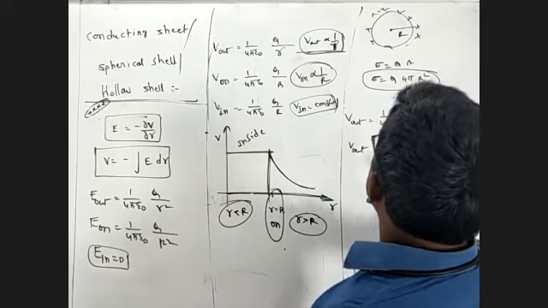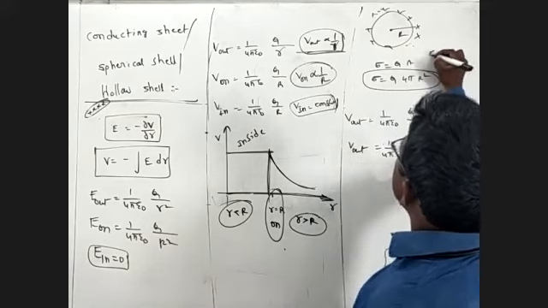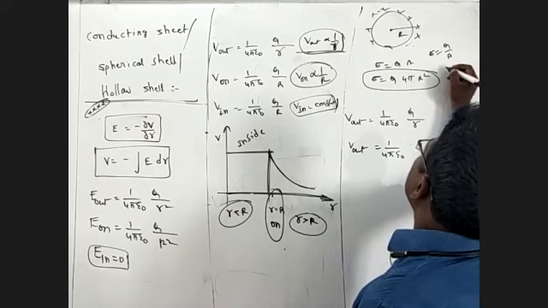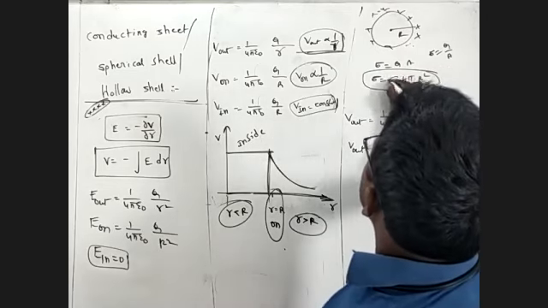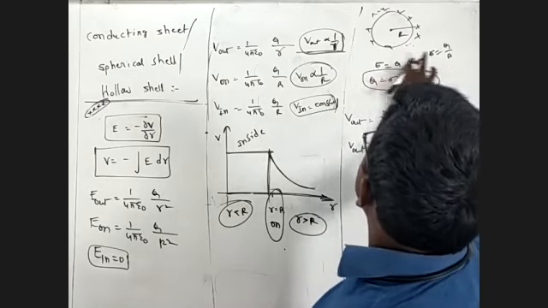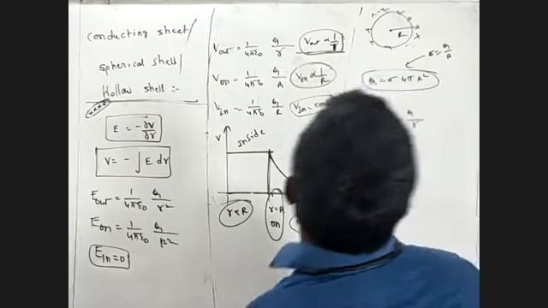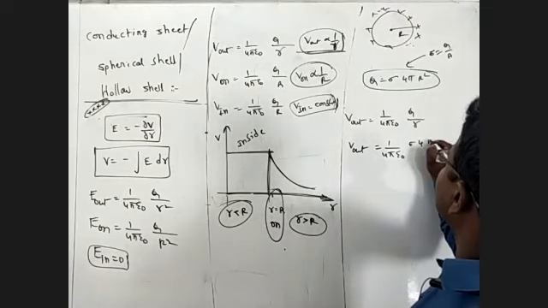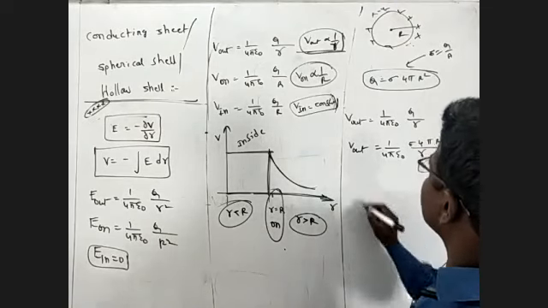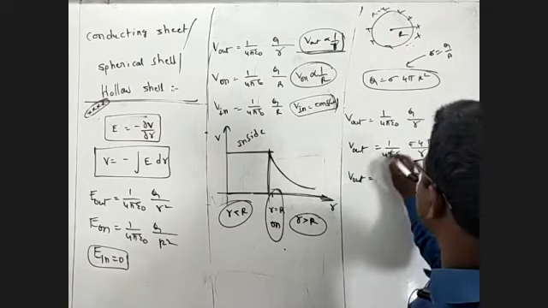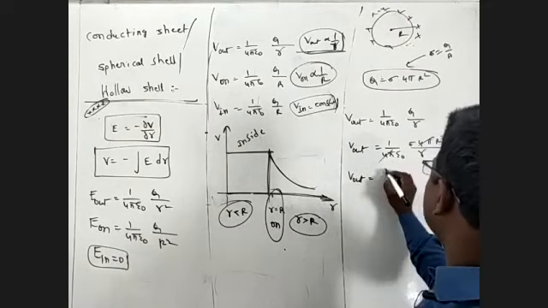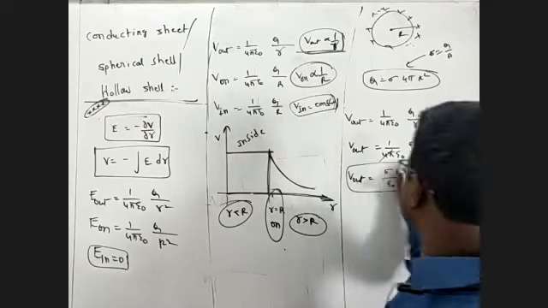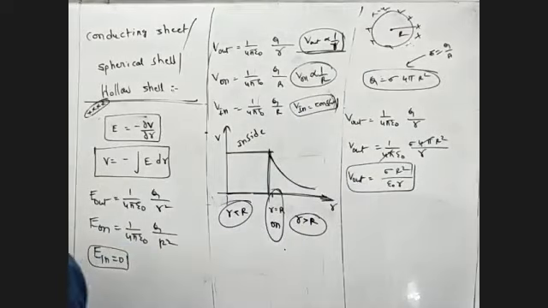Q means what? Sigma is equal to Q by A, so Q is sigma times A. Q means sigma times 4 pi capital R squared. So small V out is equal to 1 by 4 pi epsilon naught, sigma R squared by r. That is V out.